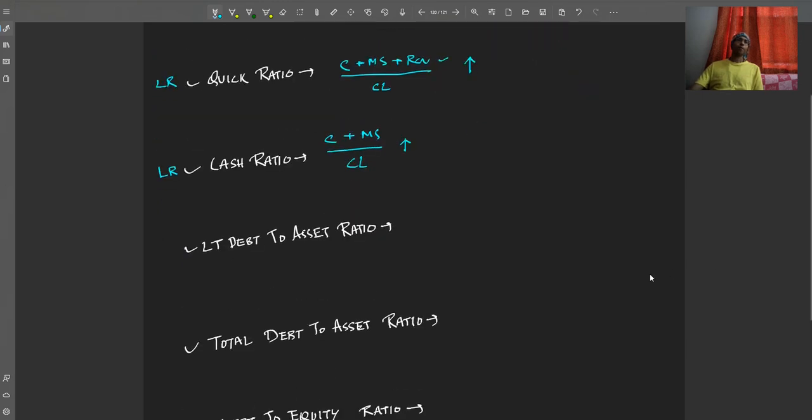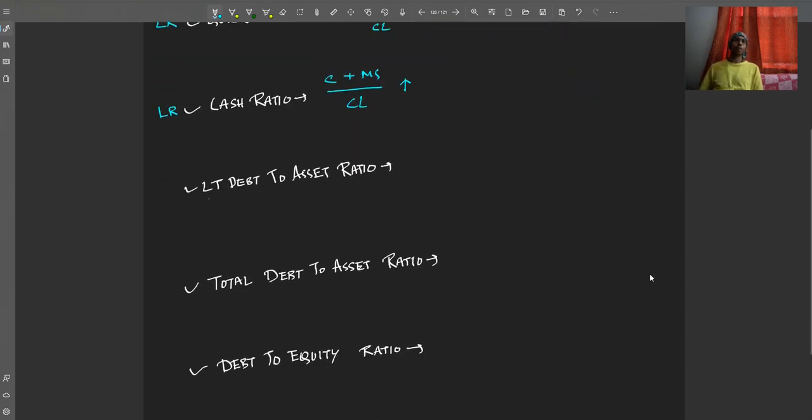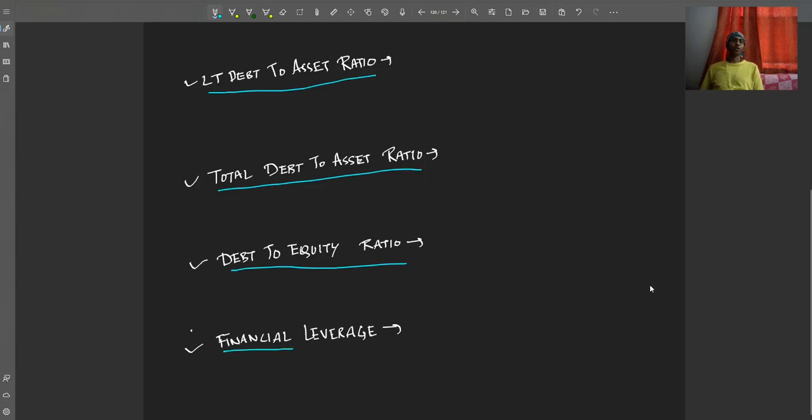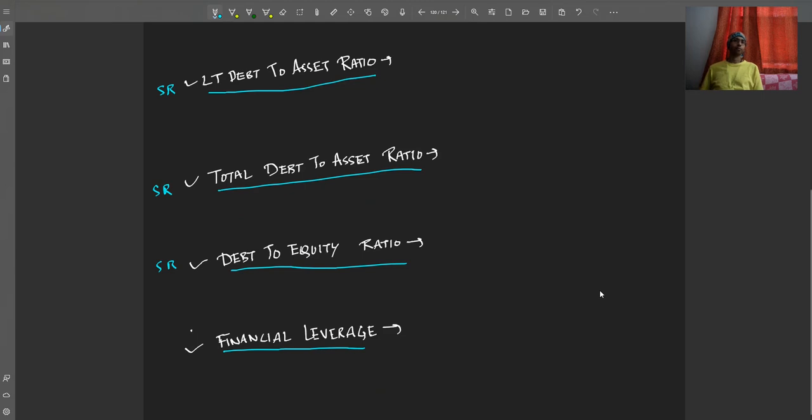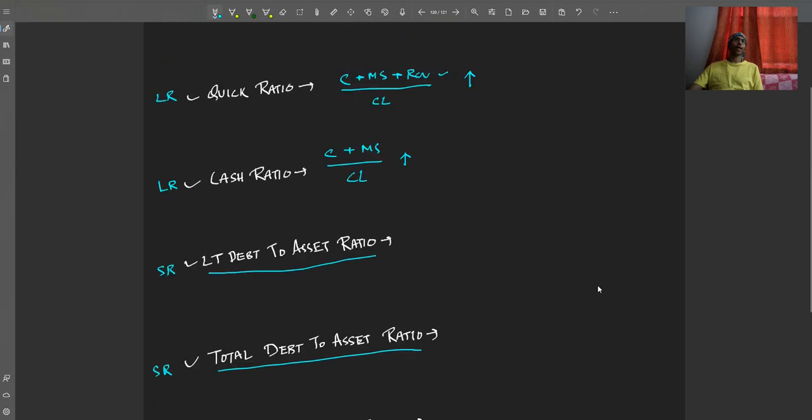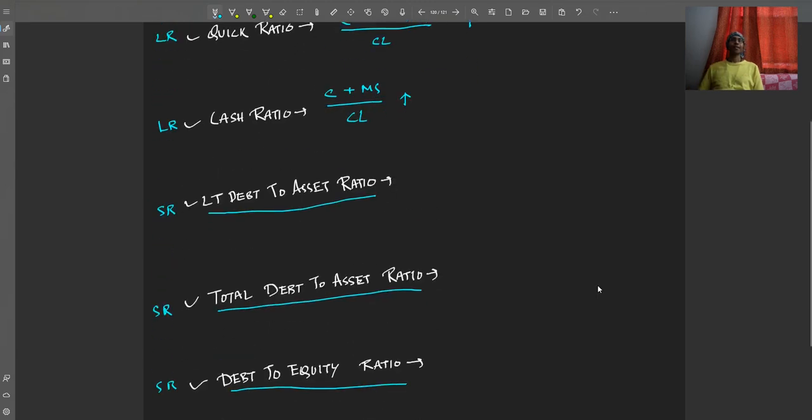After this, we have long-term debt to asset ratio, total debt to asset ratio, debt to equity ratio, and financial leverage. These numbers are more concerned with long-term liabilities of the company. So these are called solvency ratios, right? Now, what are the measurements? Let's look at that. Long-term debt to asset ratio, it's very clear, friends. It's non-current liabilities divided by total assets. Obviously, you want this number to be low.